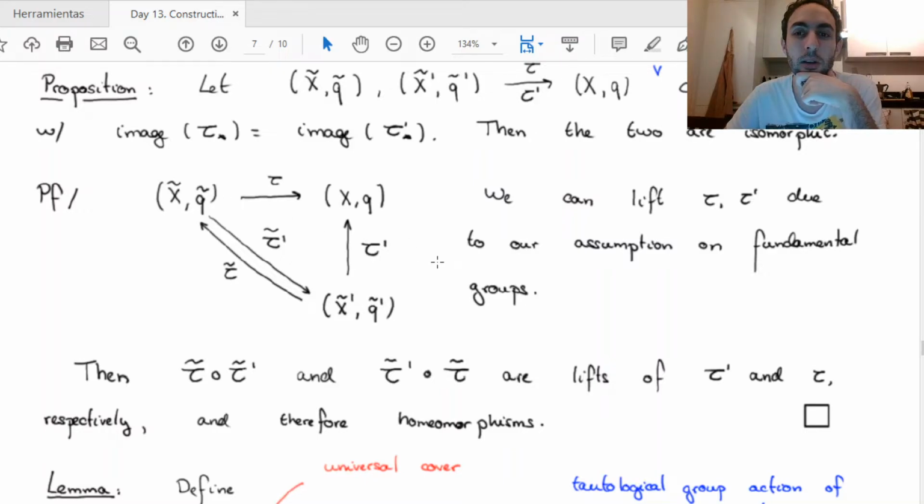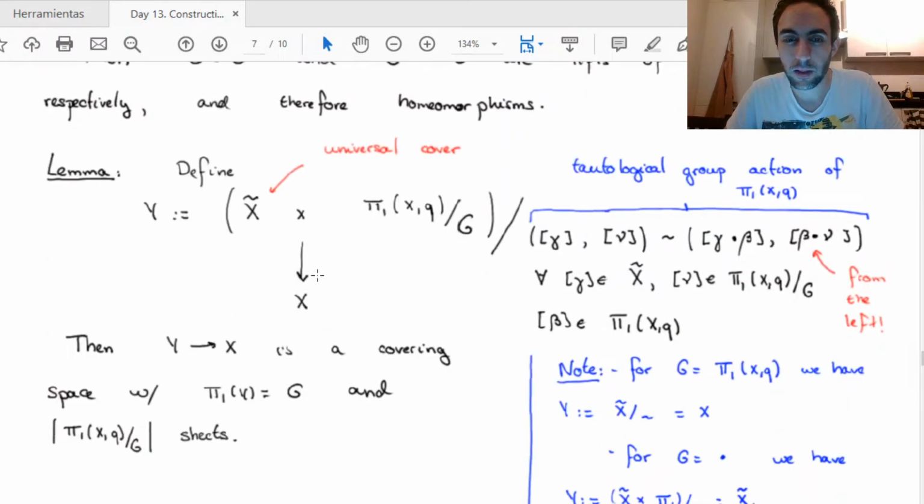And what is really important to remark is that formally this proof looks exactly the same as what we did for the universal cover, but the key thing is that we're using our assumption, right? Our assumption is that the images are the same, and this requirement is exactly what you need to have the homotopy lifting property. This is the only thing that guarantees that tau and tau prime can be lifted. Okay. Very good. So we've proven existence and uniqueness of the covering spaces.